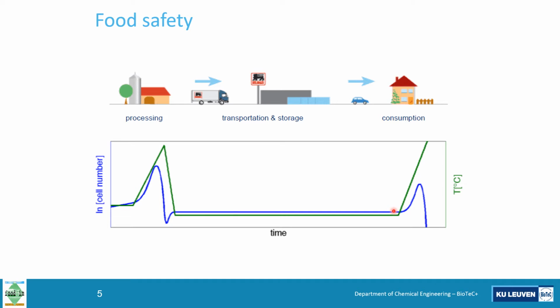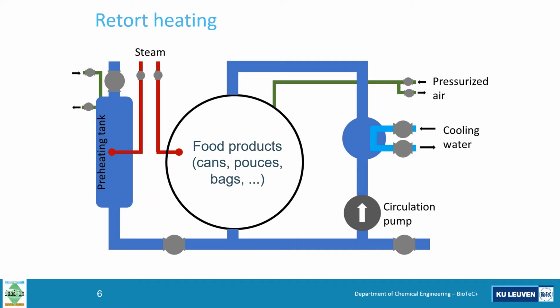And then when the people want to eat their food, they might heat it again by baking or frying, and then this kills off a lot of bacteria again and gives us a safe food to consume. We were mainly interested in this step here, the microbial inactivation and the processing plant. A typical way to accomplish this is retort heating.